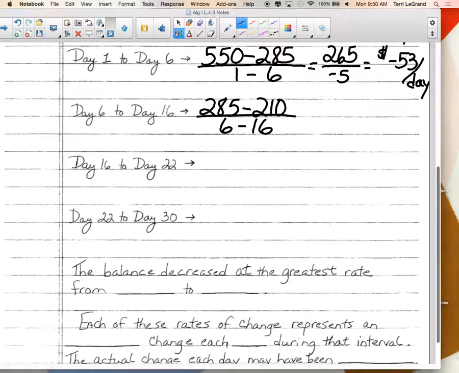So 6 take away 16. Order matters. If we're going to go with day 6's bank balance upstairs first, day 6 is first downstairs. Well, that's 75, isn't it? Over negative 10. What does that divide out to? Negative 7.5, and since this is money, we'll put a 0 there. Negative $7.50 per day. So again, this is an average. Over that time span, the bank balance went down an average of $7.50 every day.